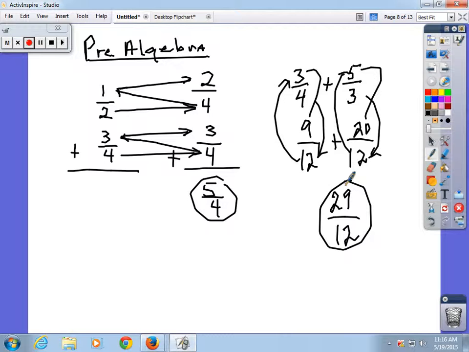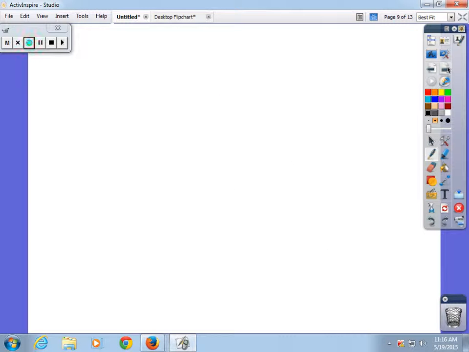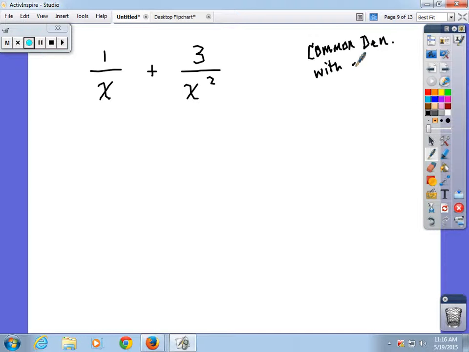Alright, so this is our basic math review. Usually you did this in pre-algebra before you started on algebra. Then the algebra came along and you did something like this: 1 over x plus 3 over x squared. And that's when the teacher should have told you that whenever you want a common denominator with exponents, you go with the largest exponent.